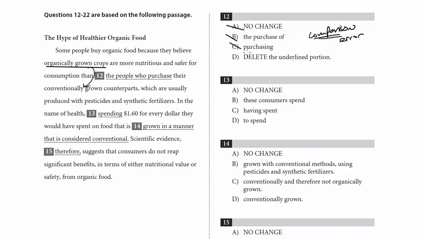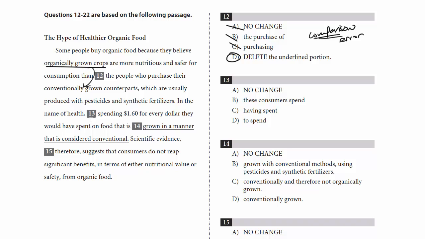B and C don't work because B and C focus on the purchasing of these counterparts, and we're not comparing crops to the purchasing of conventionally grown counterparts, but to the counterparts themselves. So in fact, we just want to delete this, because when we delete this, we're going to say that the organically grown crops are more nutritious and safer for consumption than their conventionally grown counterparts. So now we're comparing the right things, and that leads us to choice D.